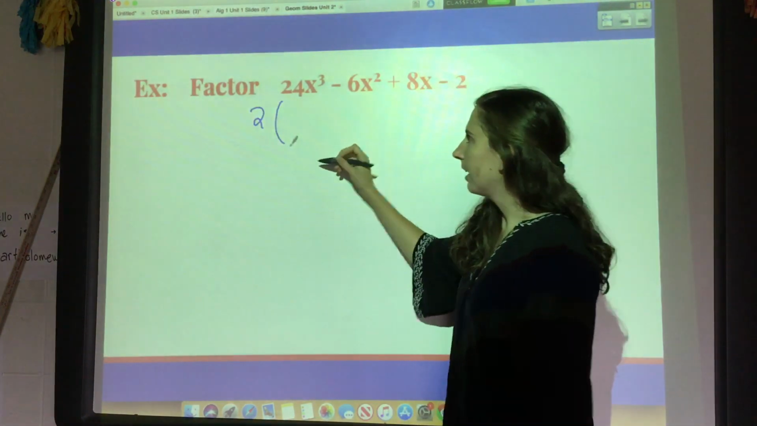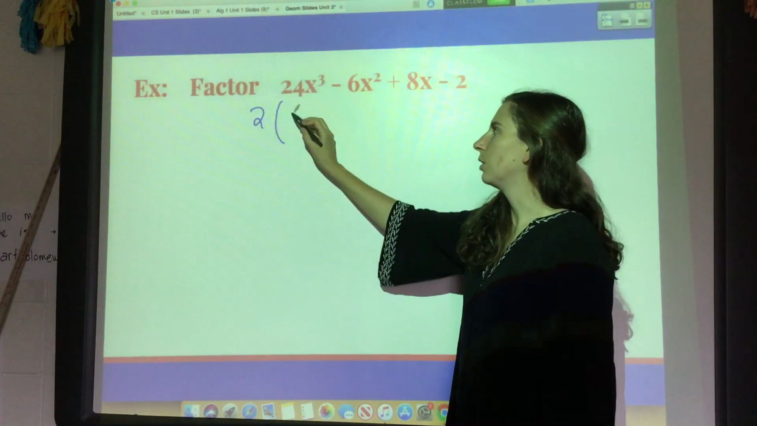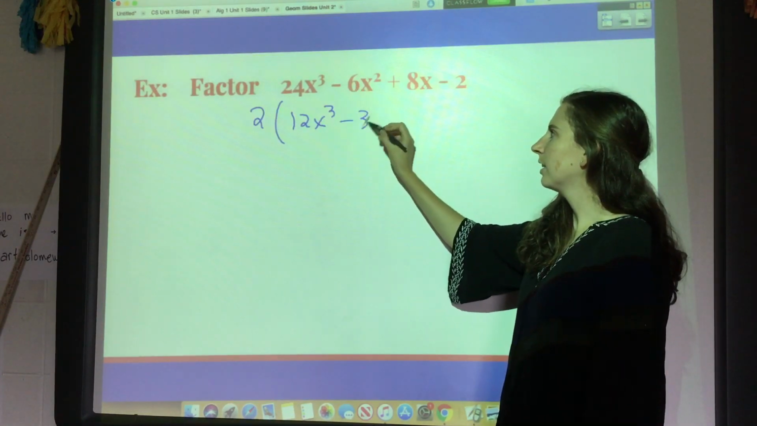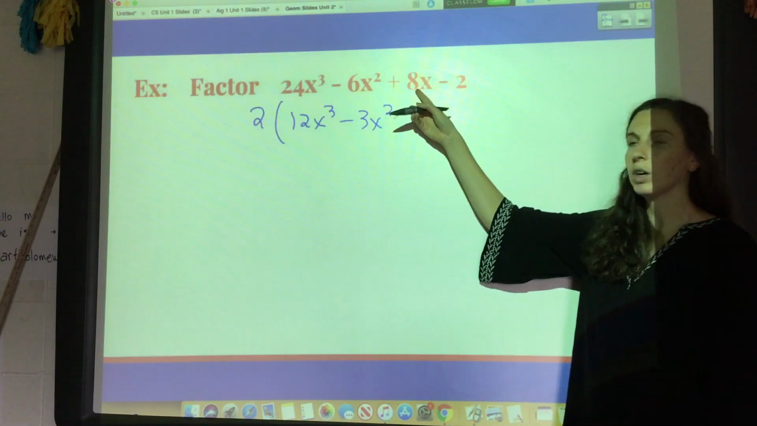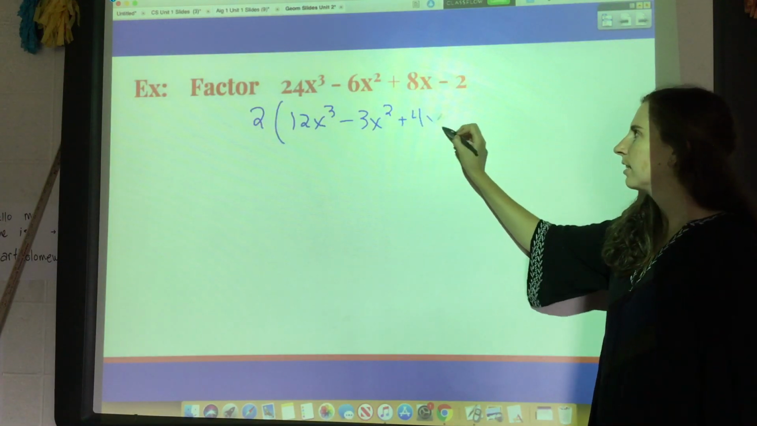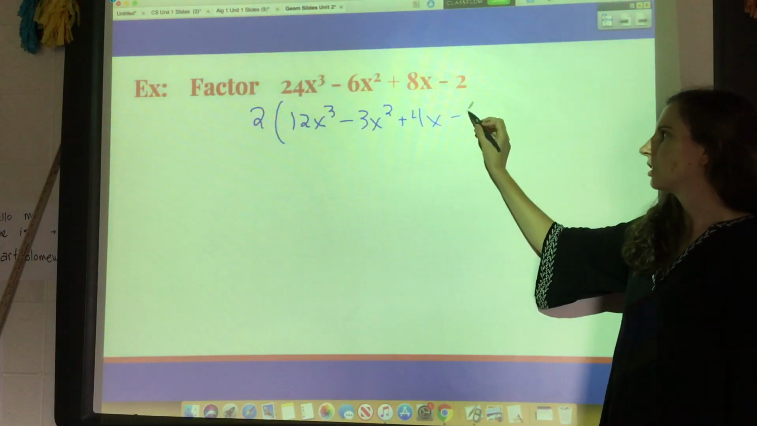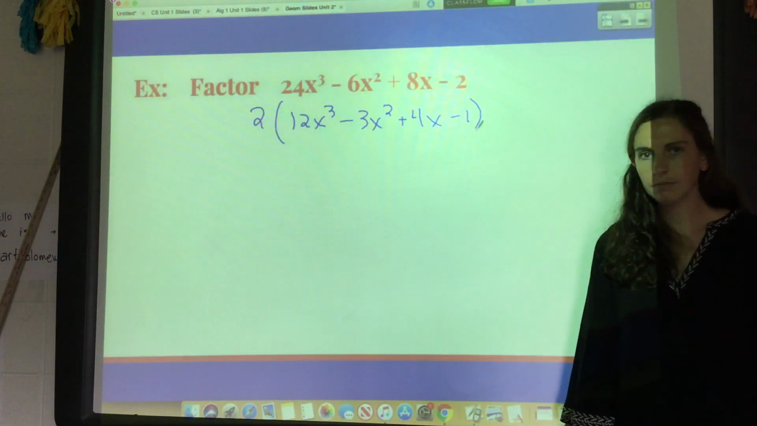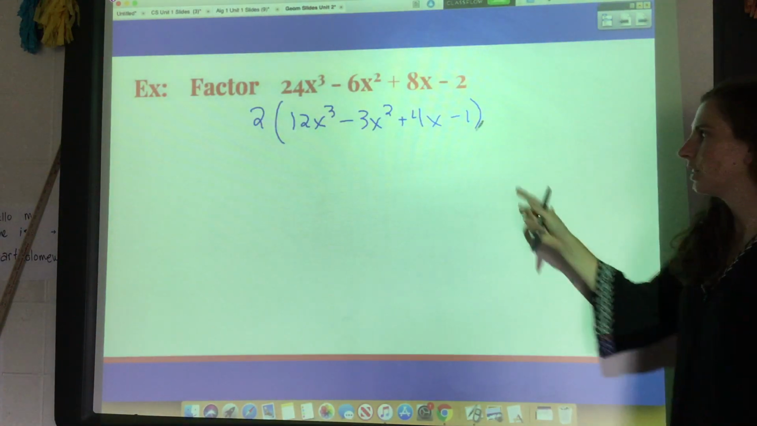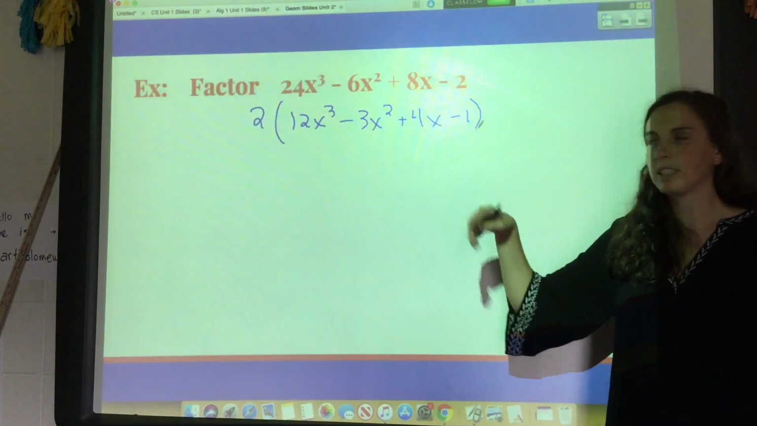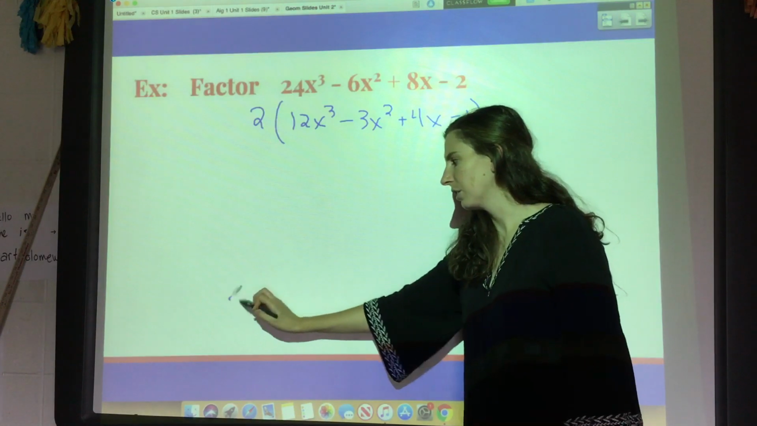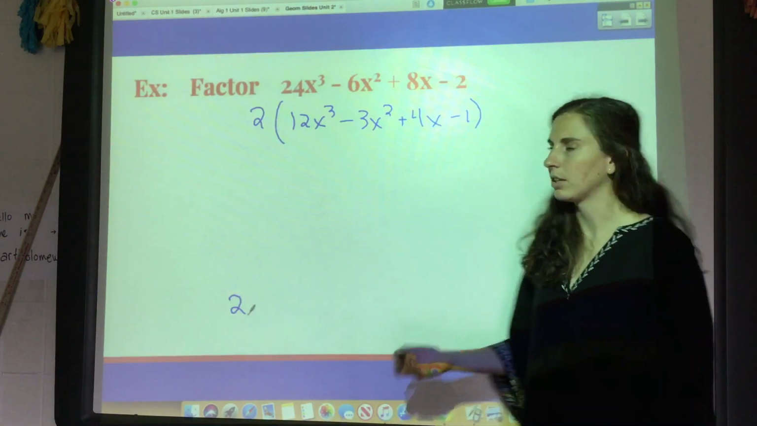So when I do that, that's going to leave 12x cubed minus 3x squared plus 4x minus 1. I just divided everything by that 2. All right, now we're going to do everything the same as we just did, but that 2 has to hang out in front. I like to write it down here so I don't forget it at the end, because sometimes I do that.